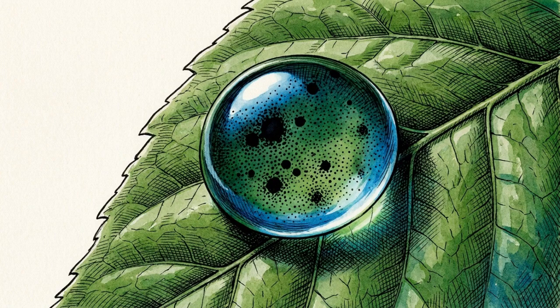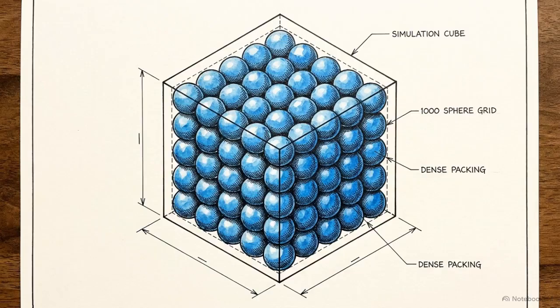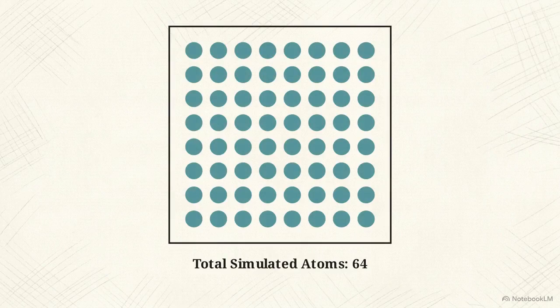A single drop of water contains roughly 1 billion trillion molecules. Even our most powerful supercomputers max out at tracking a few thousand particles at once. You might think we could just simulate a tiny box of 1,000 water molecules and call it a day. But a tiny finite box introduces a serious physical flaw.